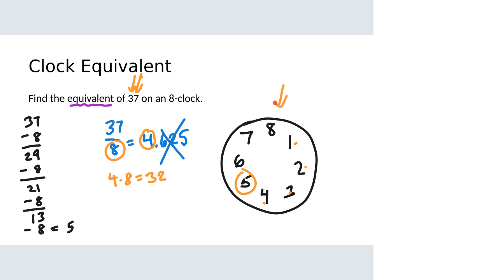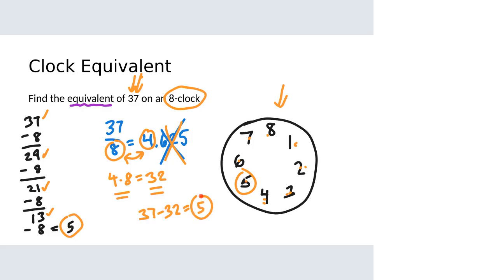You can draw a picture and count around to 37. You can start at 37 and subtract a full revolution until you get to a number that's actually on the clock. Or you can divide, throw out this part, and realize, well, 4 times 8, so I'm doing 4 complete revolutions. That's 32. And so to get over to 37, I need to go 5 more. Any of those ways will work for a problem like this. Let me know if you have any questions on that.